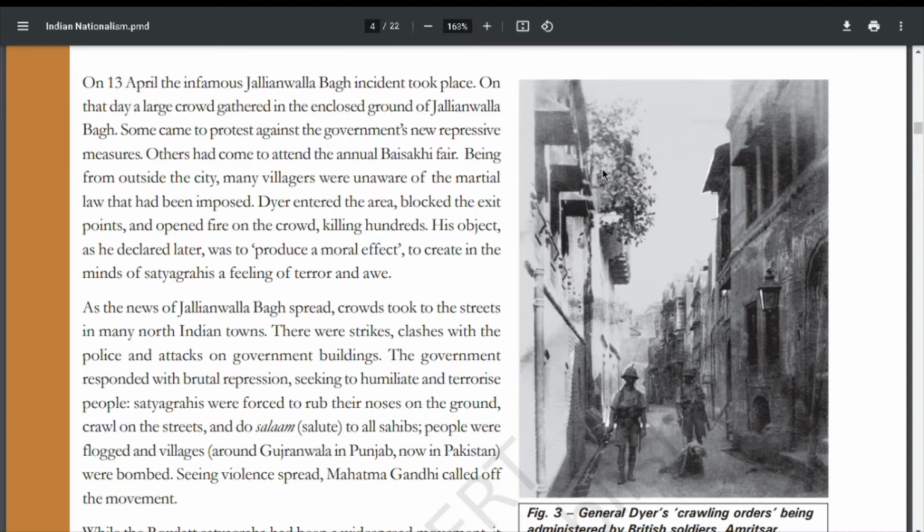Satyagrahis were forced to rub their noses on the ground, crawl on the streets, and salute all sahibs. People were flogged and villages around Gujranwala in Punjab, now in Pakistan, were bombed. Seeing violence spread, Mahatma Gandhi called off the movement.